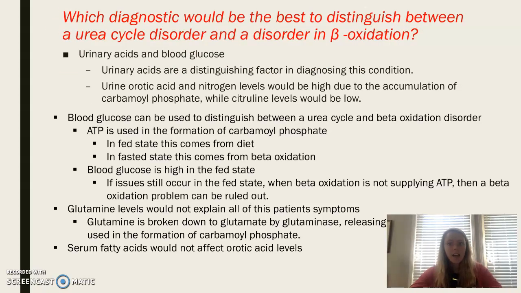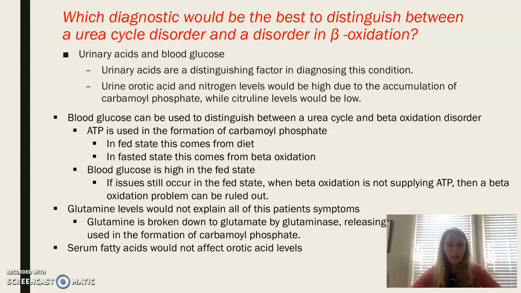And then the case asks which diagnostic would be best to distinguish between a urea cycle disorder and a disorder in beta oxidation. So I said both urinary acids and blood glucose because urinary acids are a distinguishing factor in diagnosing this condition. Urine orotic acid and nitrogen levels would be high due to the accumulation of carbamoyl phosphate, while citrulline levels would be low. And this urine orotic acid is found by testing urinary acids.